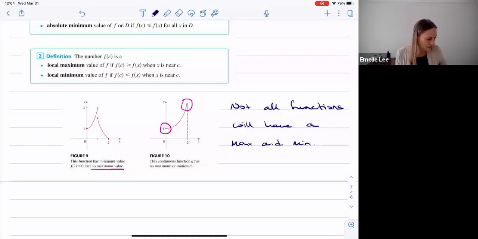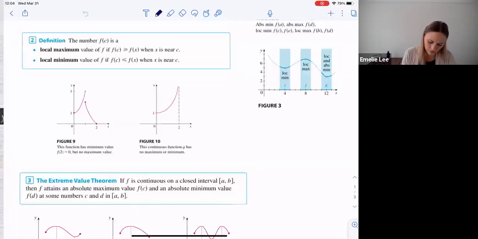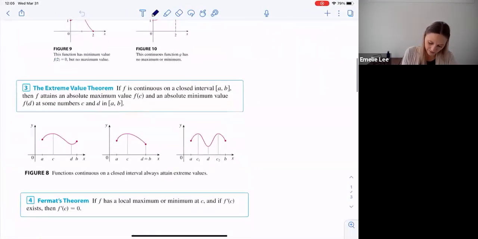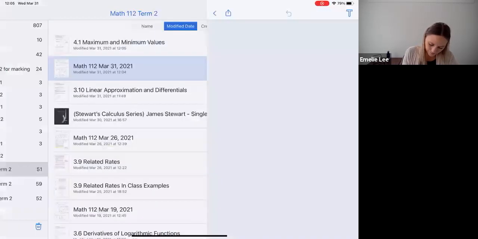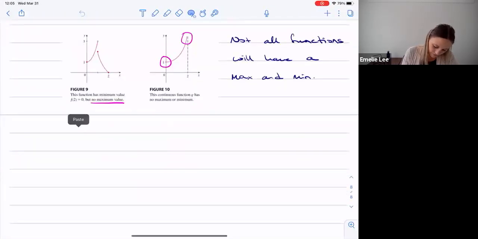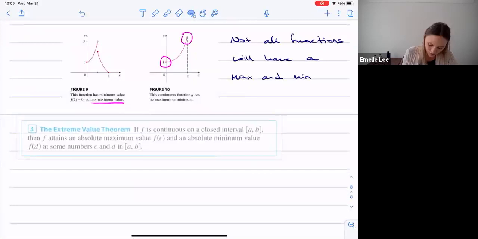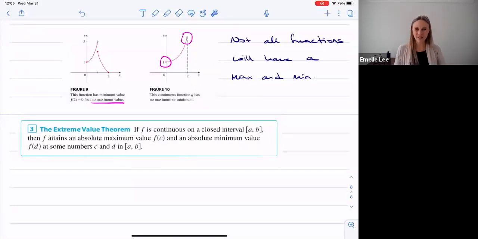So let's talk about the extreme value theorem. Sounds fun, right? The first page, we're basically just going to establish the theory. There's not really a lot that we're going to do. We just need to talk about all these things.